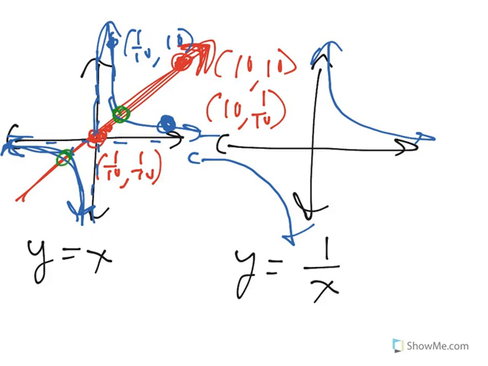And these things intersect at 2 points, and they actually intersect at the places where the y value is either 1 or -1, since 1 is its own reciprocal and -1 is its own reciprocal.